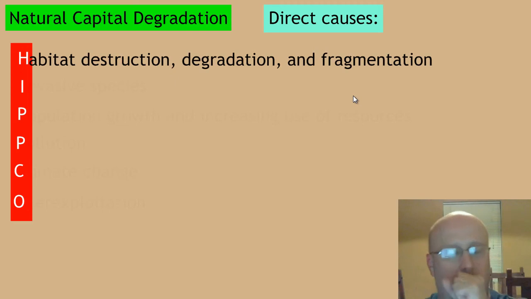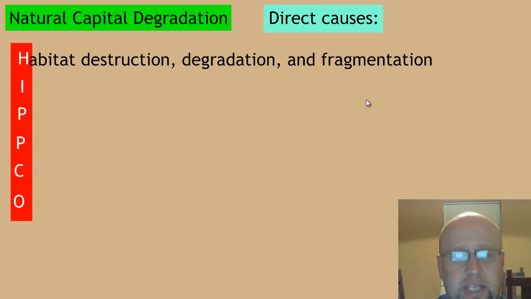The first one we mentioned a little bit in the last slide, and that is habitat destruction, degradation, fragmentation. So it's not always the destruction of the habitat. We always get the idea of, like, a big swath of the rainforest being clear cut. And that does happen, but there are just things that will degrade it.